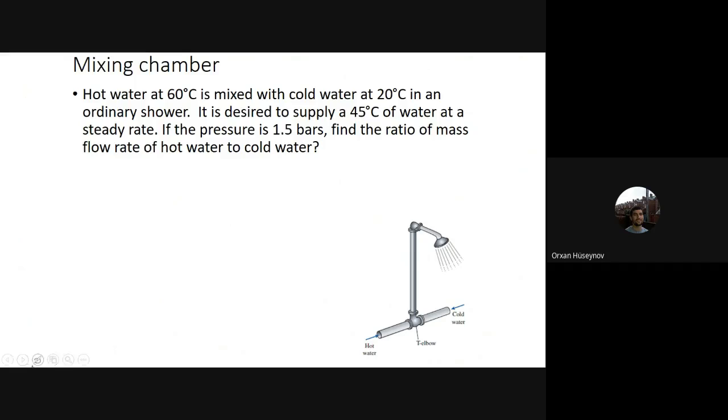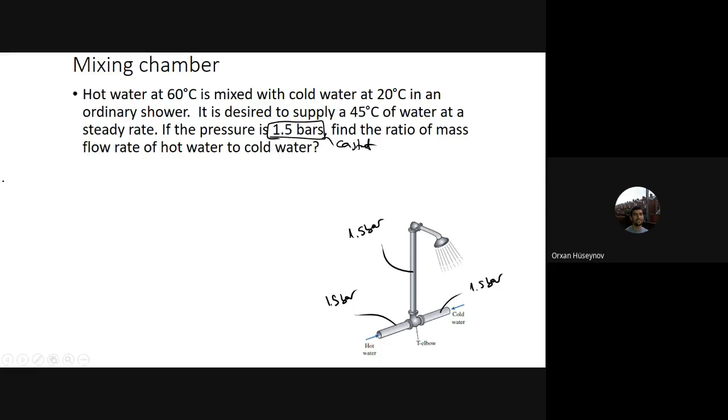Let's solve it now. Pressure is 1.5 bars, so it is constant. Here you have 1.5 bar, here you have 1.5 bar. I assume that pressure is constant, otherwise they are playing with our feelings. Find the ratio of mass flow rate of hot water to cold water. This is a very good question, actually. So now let's solve it.